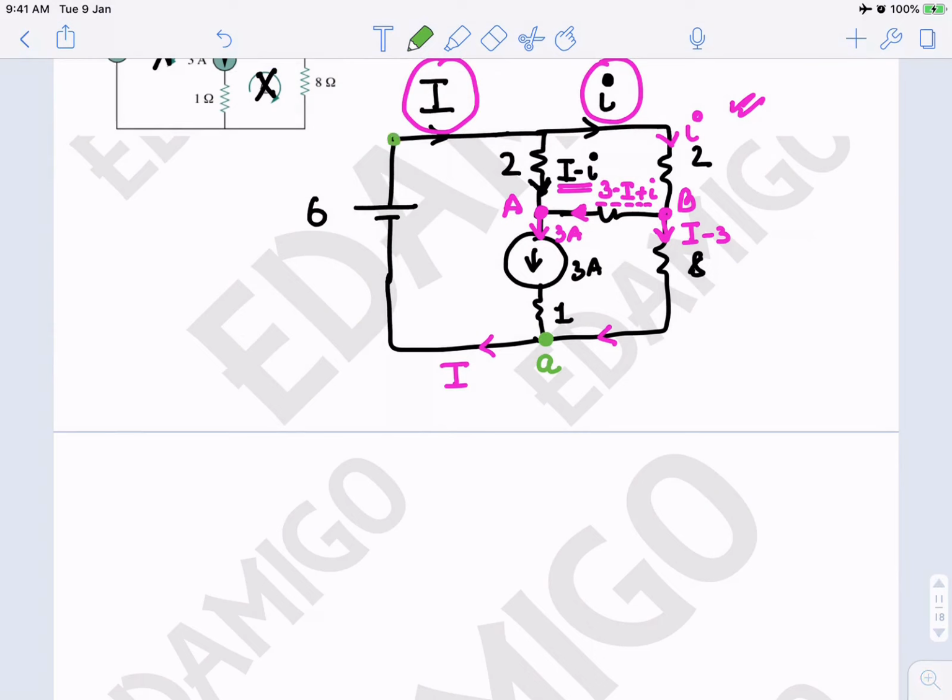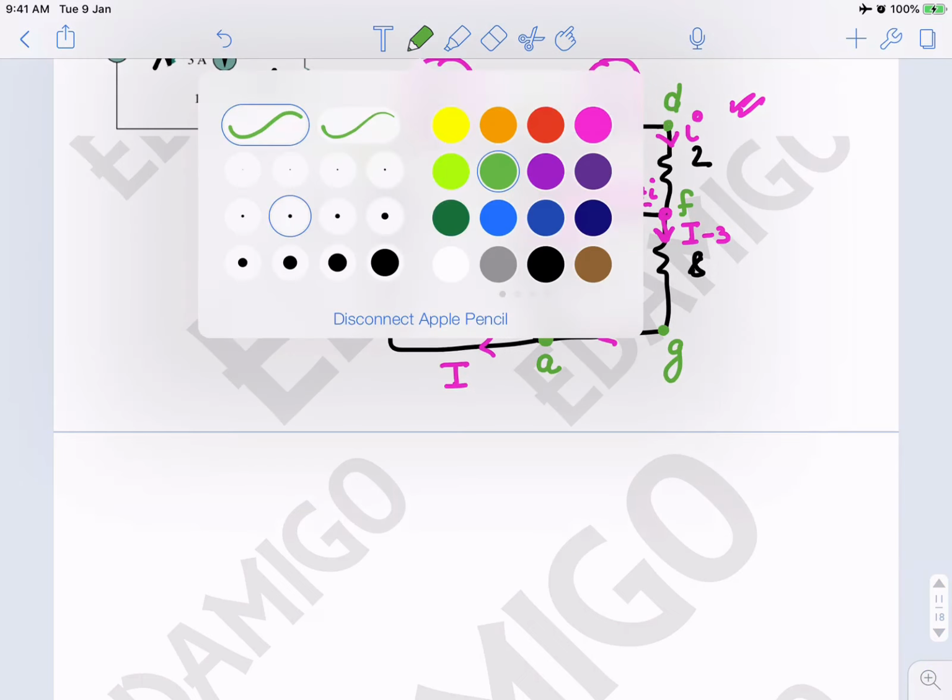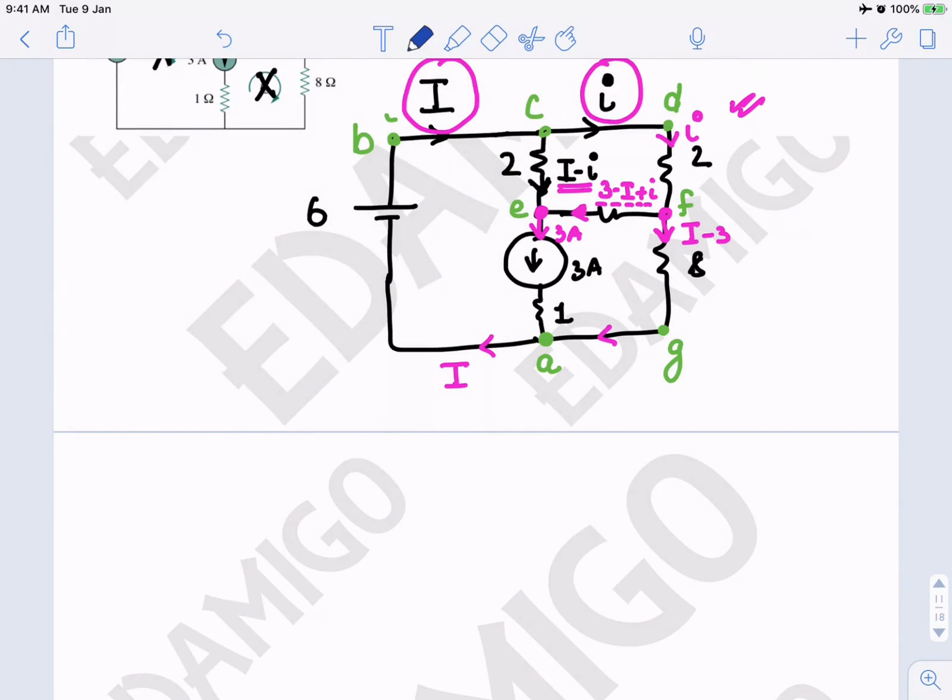So this is node A, B, C, D. Let me say this is E, this is F, and this is G. I've just drawn some extra nodes here because the B, C, D nodes are the same, just for simplicity. Now let me apply a KVL loop. I only need two equations here. The first KVL loop is A, B, C, D, F, G, A.